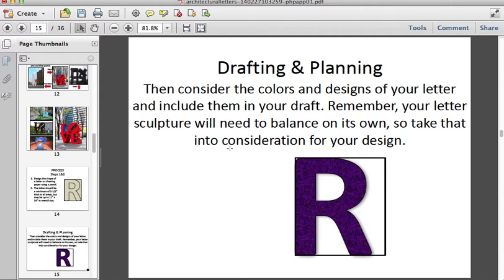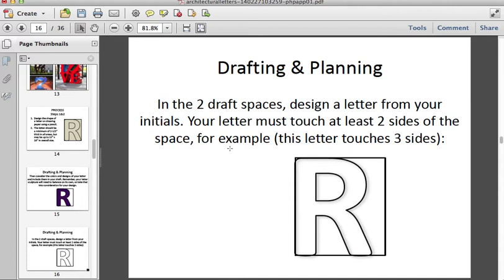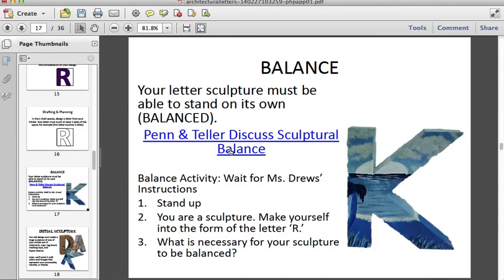When you're planning out your letter, you also want to remember that your sculpture needs to be able to balance and stand upright on a flat surface. If you take a look at this R, for example, it touches 3 different sides of this square that it's inside of. So it's very upright. It's got a nice solid structure to it. Your letter sculpture must be able to stand on its own.